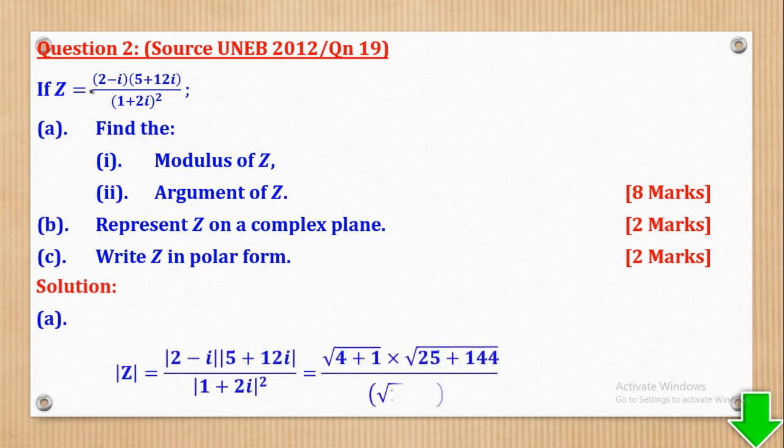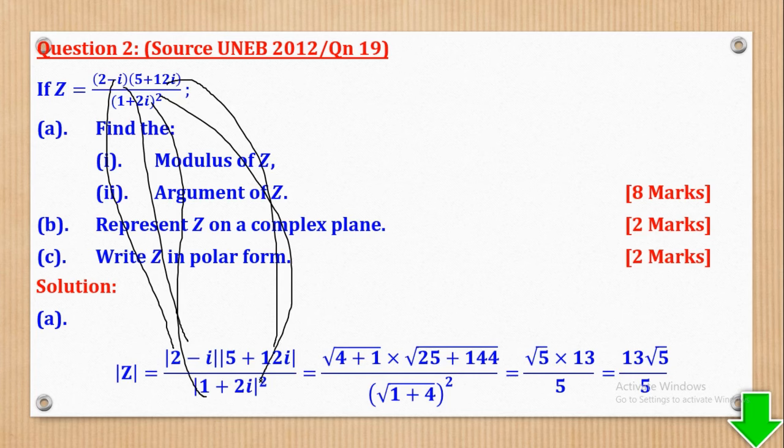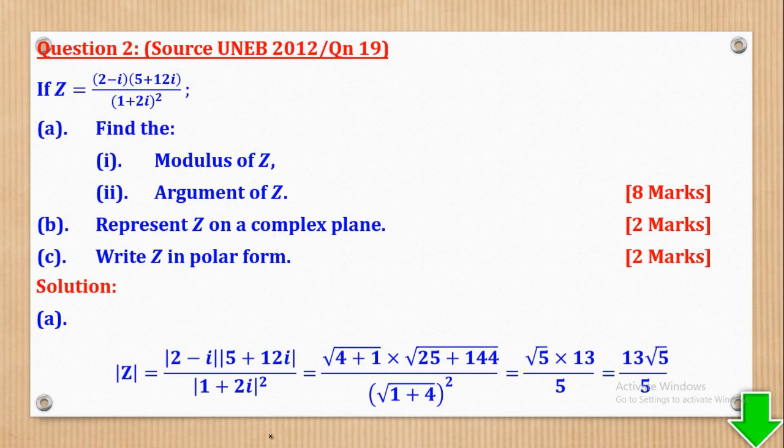So let's start with part A. This is z. For the modulus, you can get the modulus of this alone, which is here, the modulus of this alone, which is there, and the power will come after that. So modulus of this is that, modulus of this is that, modulus of this is that, everything raised to the power 2. Simplifying will give you this as the required modulus of z.